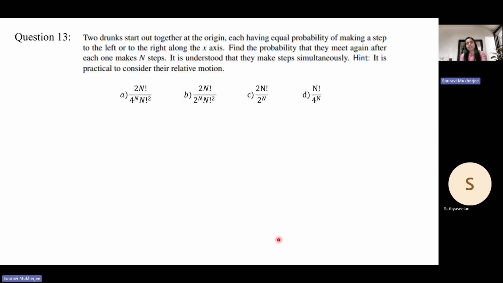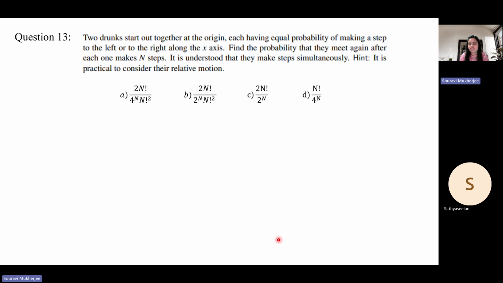Now here it says that there are two drunkards who start out together at the origin, each having equal probability of making a step to the left or to the right. Find the probability that they meet after each one makes n steps, and they take steps simultaneously. So what it is saying is that there are two drunkards starting from the origin, and they can take a step to the left or right with equal probability. After n steps, what is the probability that they come to the same point?